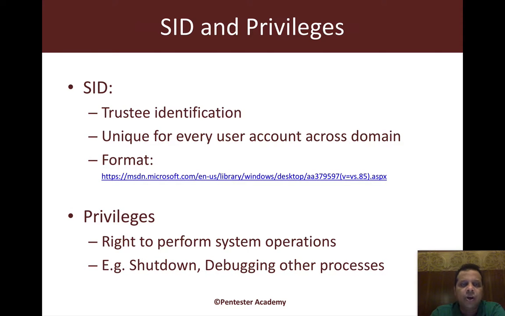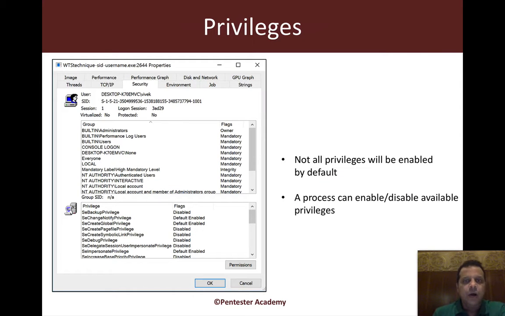Now, based on the SID and what the user is allowed to do, the process token would contain the privileges. These privileges are nothing but the right to perform different actions on the system. As an example, a shutdown action, or an action where this process is allowed to debug other processes. So, how do we look at the privileges which are available to a process?